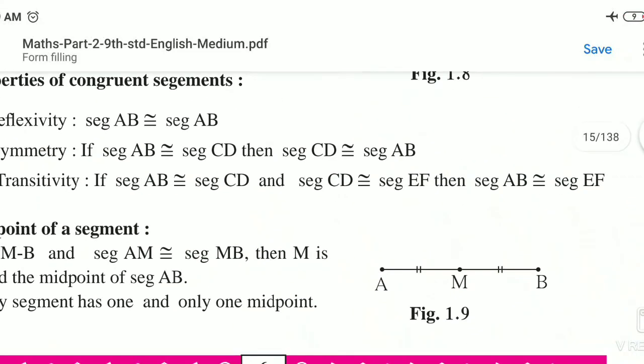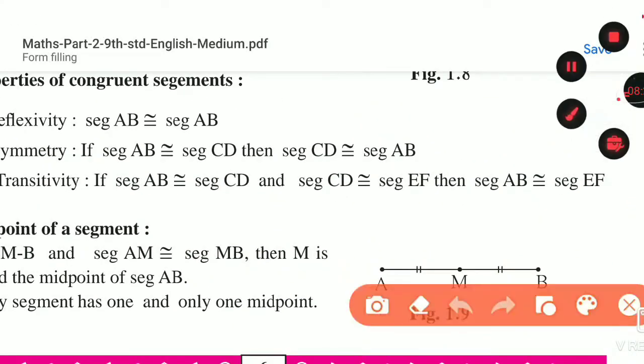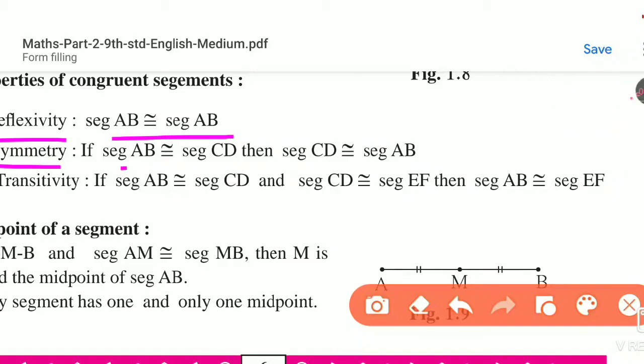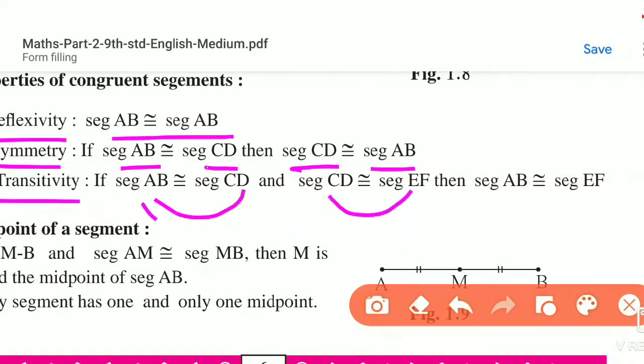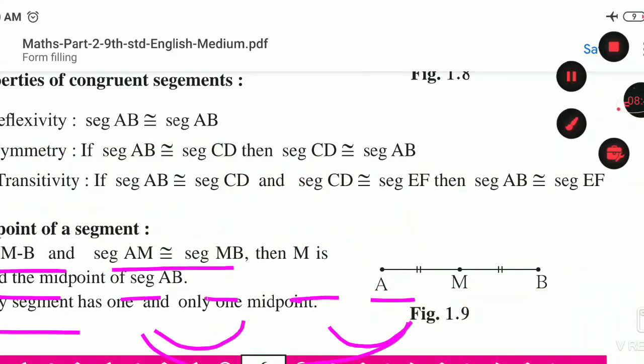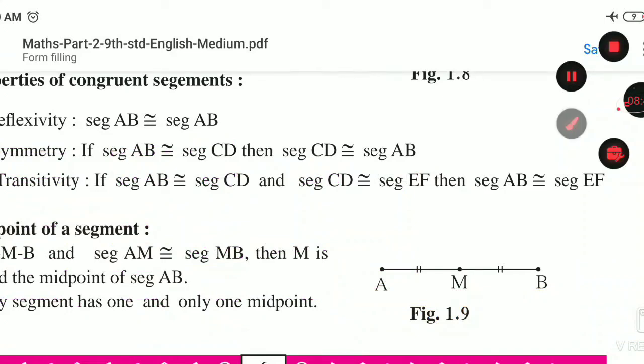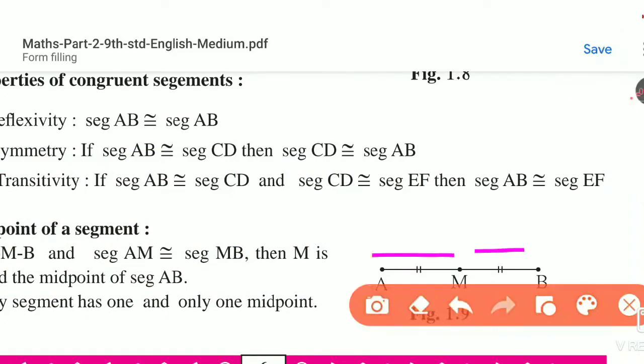Then we saw the properties of congruence. Reflexivity: every segment is congruent to itself. Symmetry: if one segment is congruent to another, then the other is congruent to the first, so if AB is congruent to CD, then CD is congruent to AB. Transitivity: if AB is congruent to CD and CD is congruent to EF, then AB and EF are also congruent to each other. Then the midpoint: when the measures of AM and MB are the same, then we say that M is the midpoint of AB.